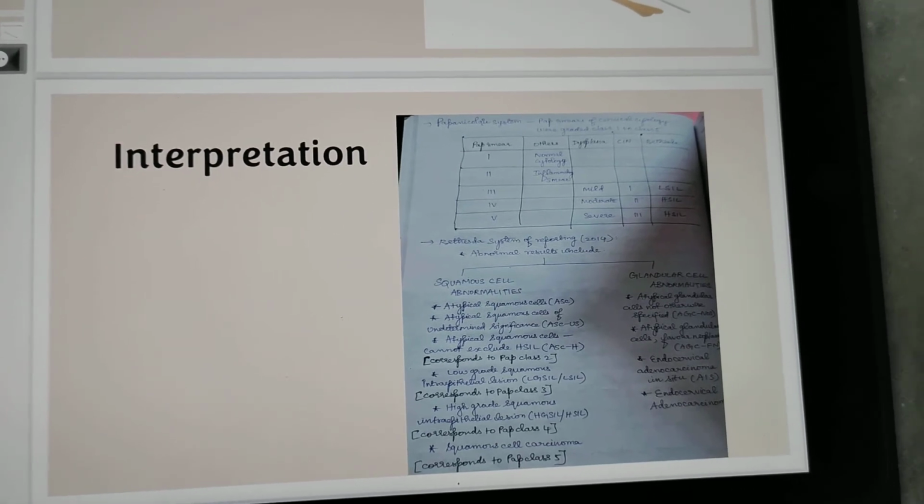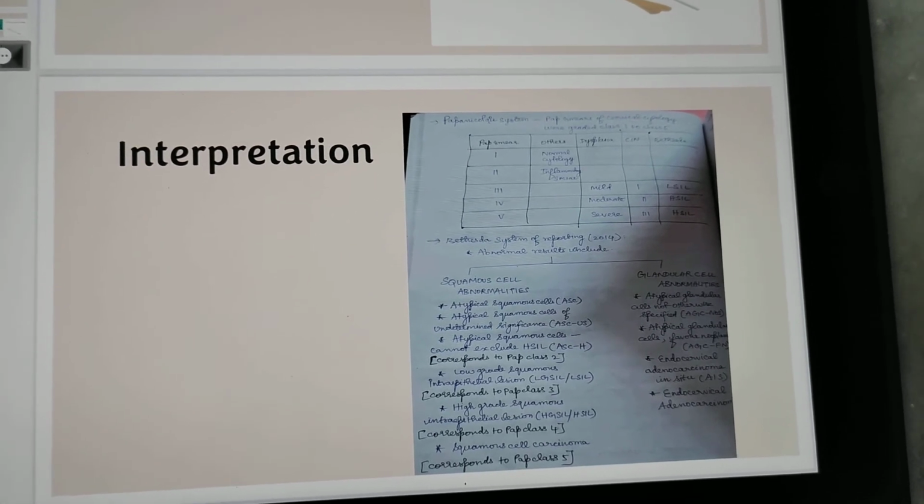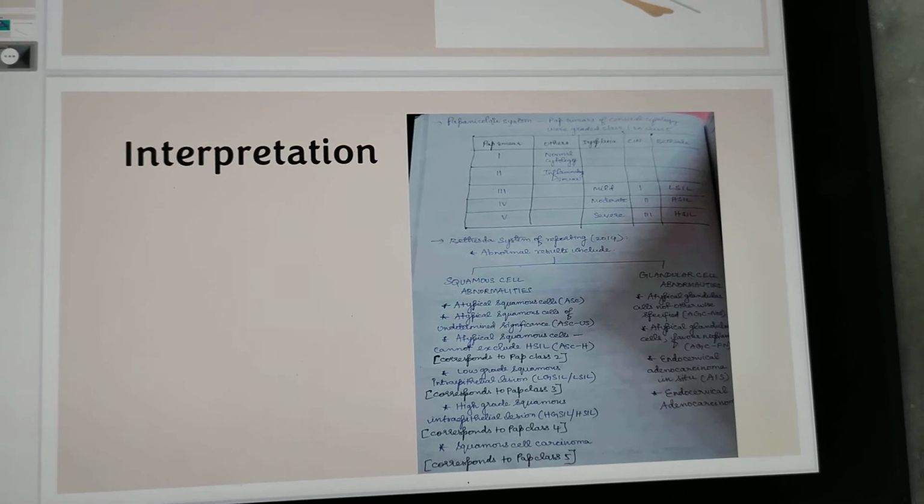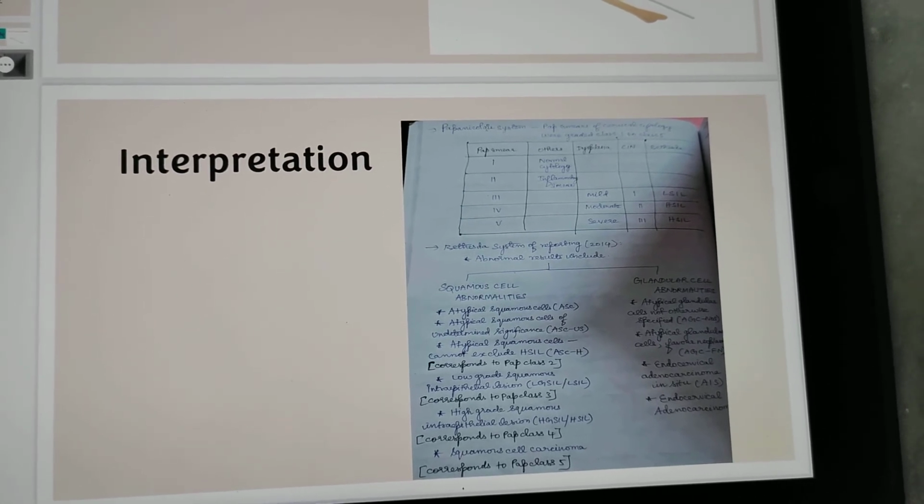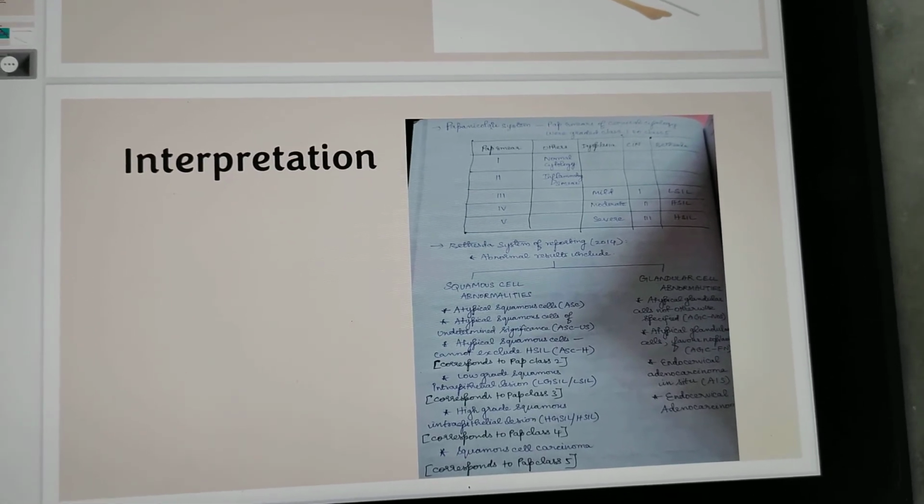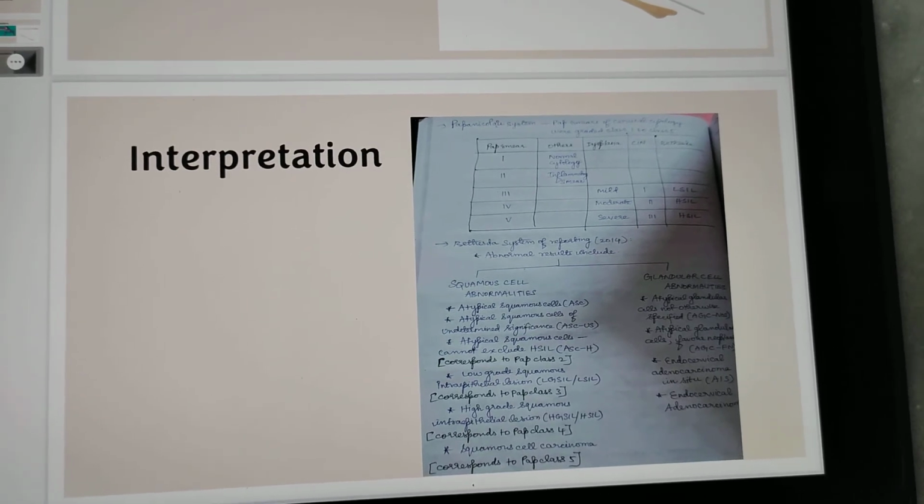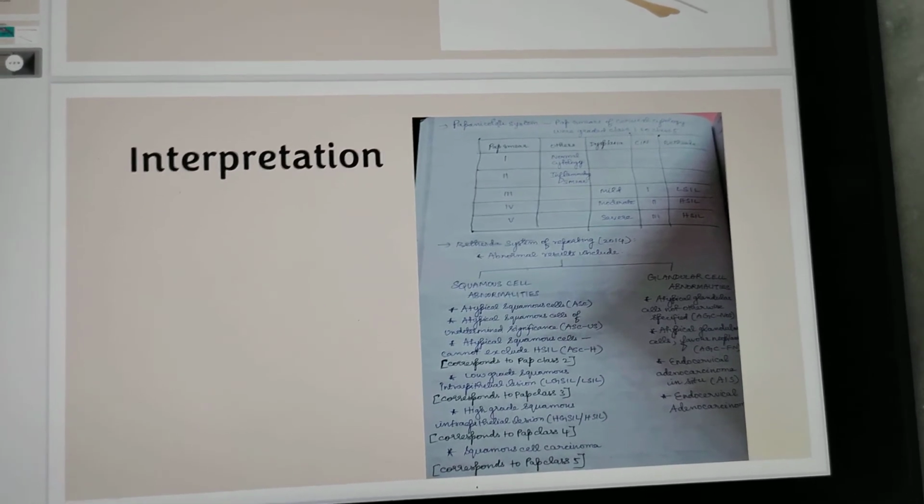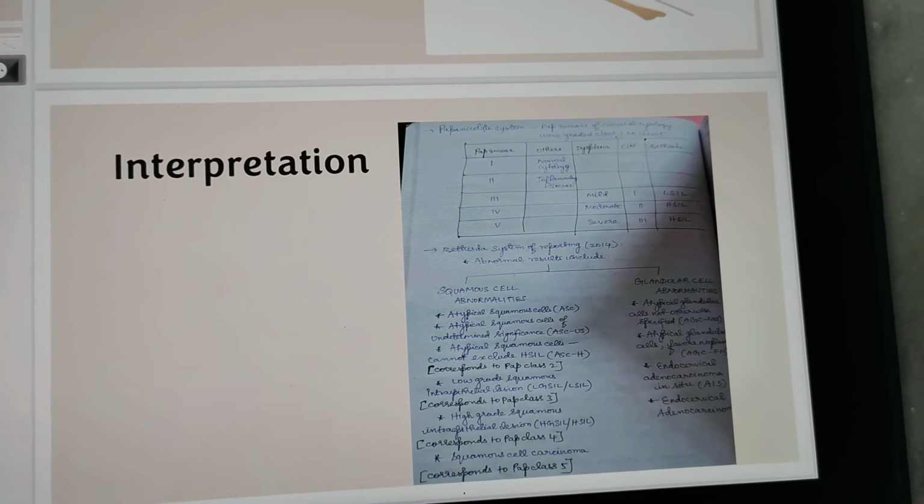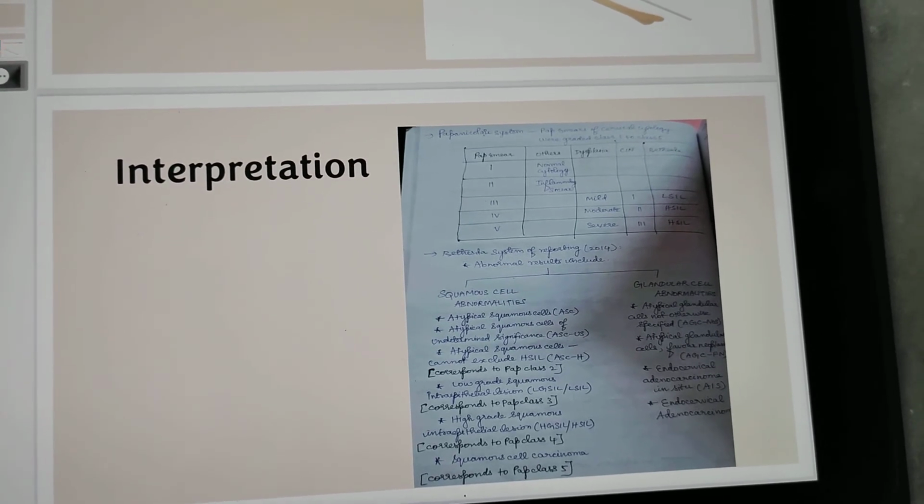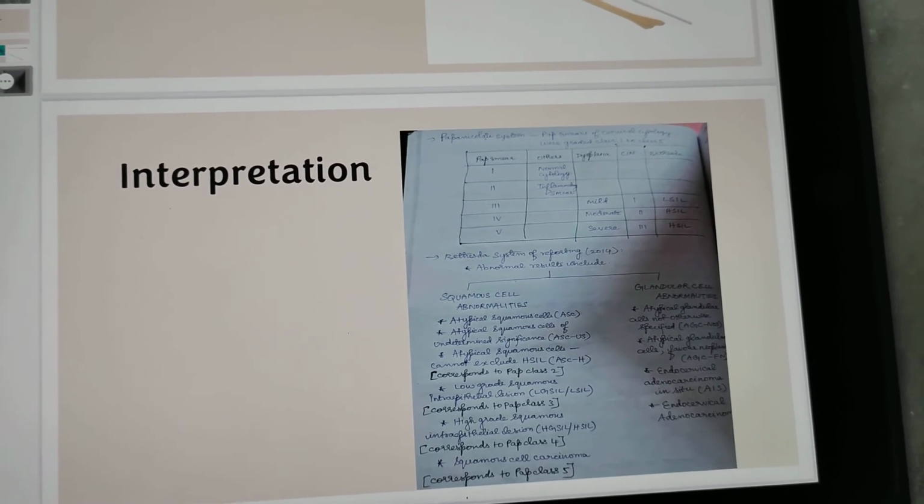Now coming to the glandular cell abnormalities, you can say atypical glandular cells not otherwise specified, NOS. Atypical glandular cells favoring neoplasia, FN. Endocervical adenocarcinoma in situ, and endocervical adenocarcinoma. So these are all the abnormalities and grading.